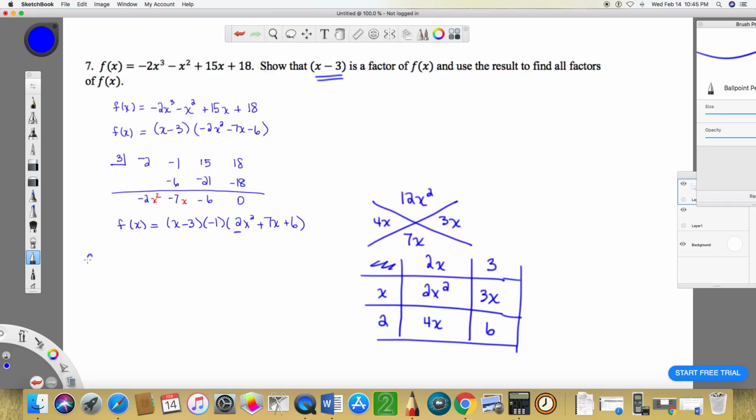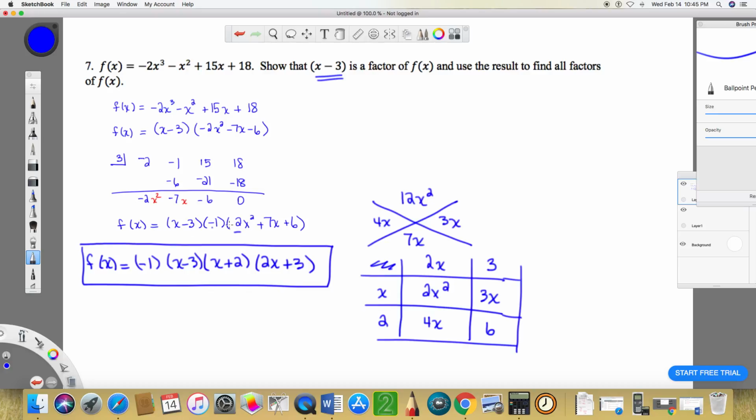So I'm going to move this negative 1 just out in the front here. And then, because we can multiply in any order that we want, and now this from my table over here, I've got x plus 2 and 2x plus 3. All right, so there's my answer, because that's all they want for now.